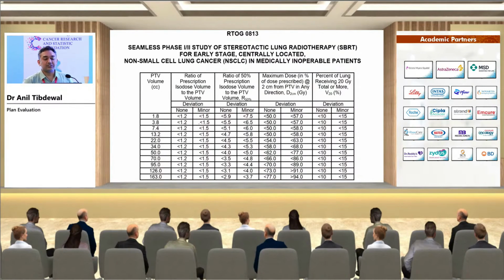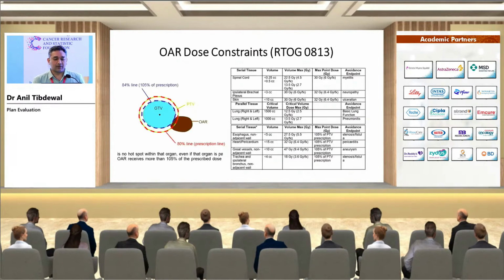Now, this is the RTOG 0813. This is for the centrally located lung SBRT patient. Here, the ratio of the 50% prescription isodose volume has slightly increased from 7.1 to 7.5 for the same tumor volume. So you do not need to remember all of this. You can just refer to it whenever you are doing a lung SBRT plan evaluation.